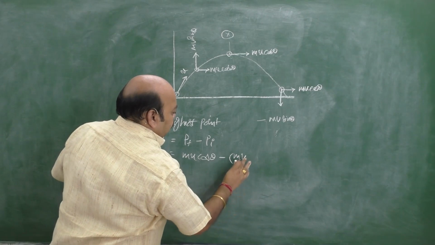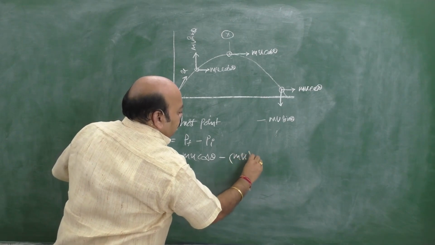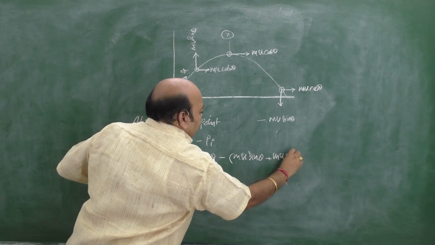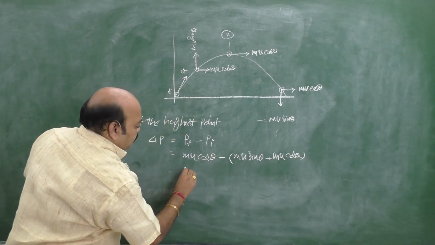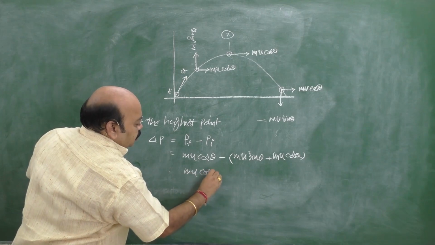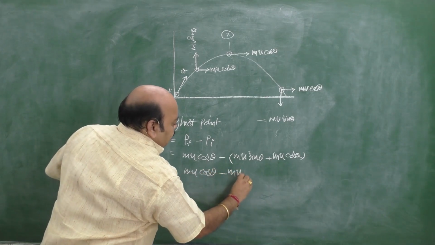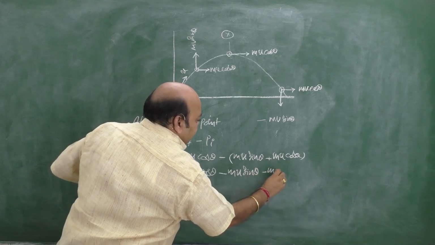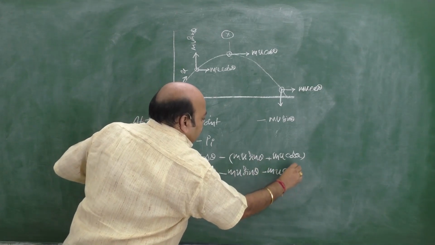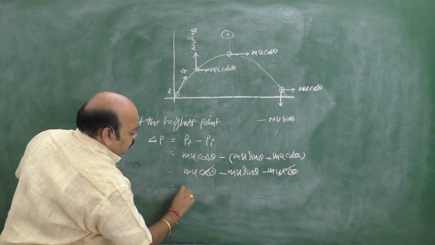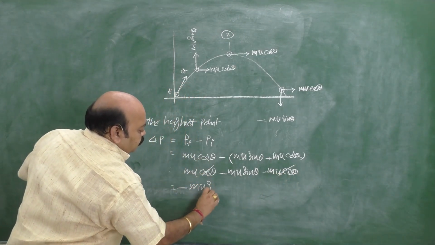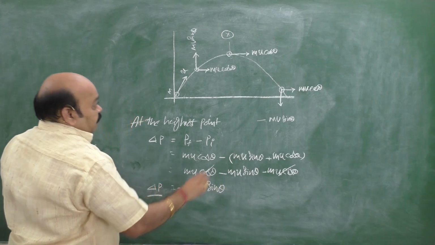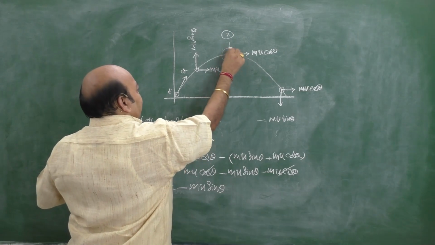It is mu sin theta vertical and horizontal component mu cos theta, which is nothing but mu cos theta minus mu sin theta, and once again plus into minus mu cos theta. Then mu cos theta and mu cos theta get cancelled. The net answer is mu sin theta. This is the change in momentum when the projectile is at the highest point.